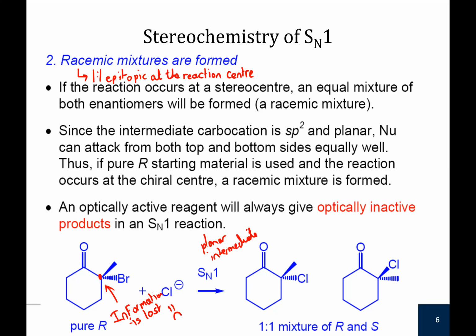It's sad to lose information. So an optically active reagent will always give optically inactive products in an SN1 reaction, assuming the reaction occurs at the only stereocenter in the molecule.